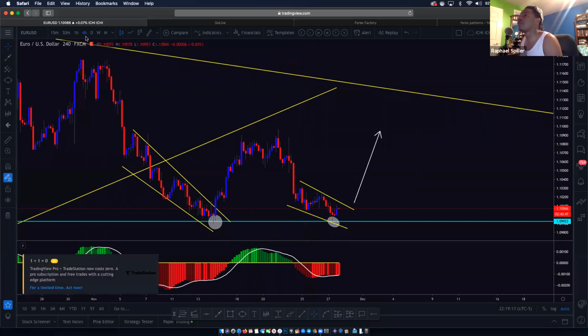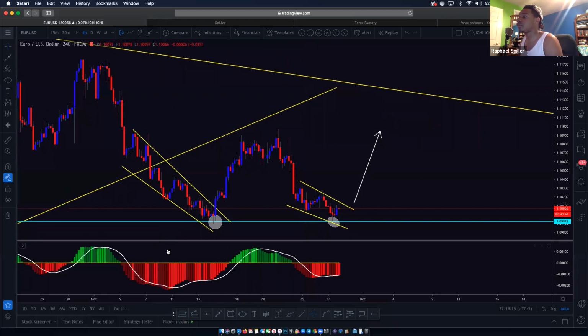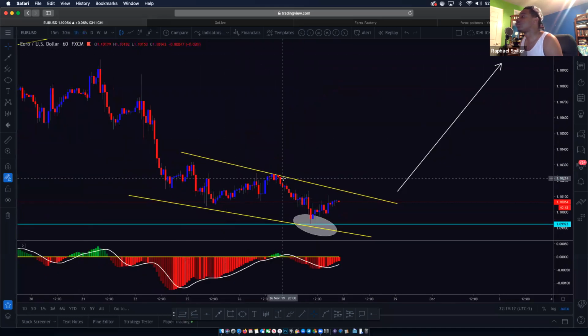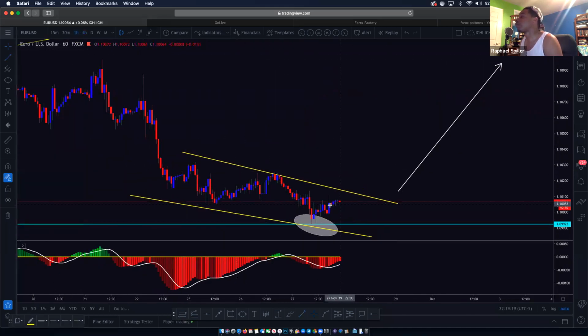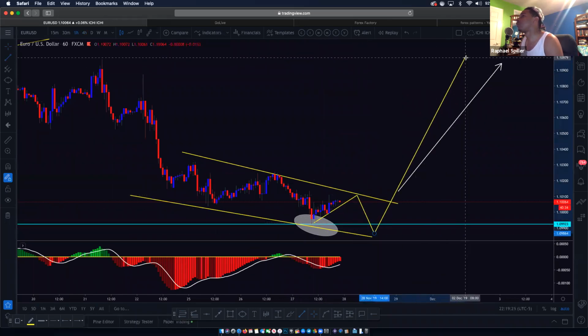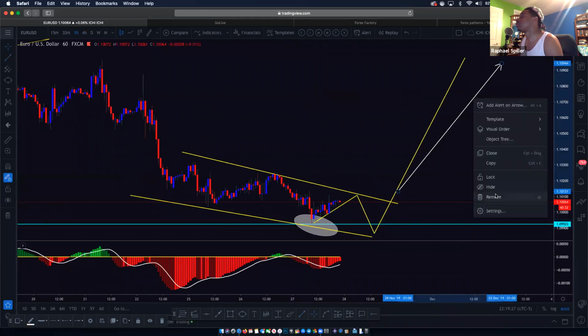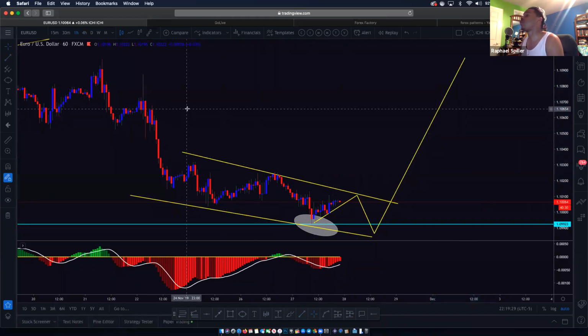Literally the exact same thing. So on the 1 hour, I'm expecting this to come up a little bit more, retest this area before shooting up. That's what I'm expecting from Euro USD.